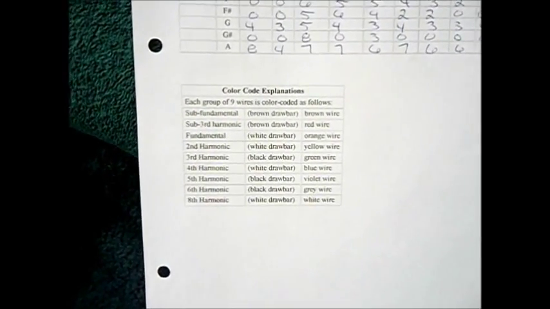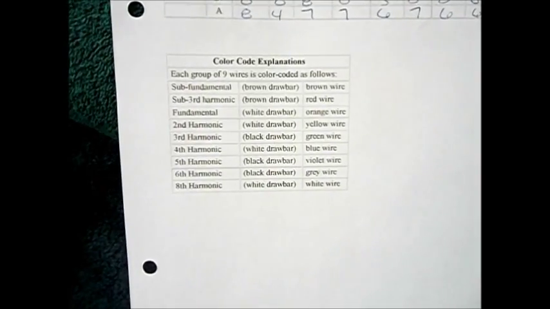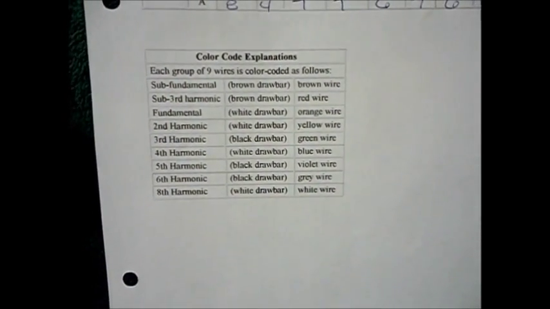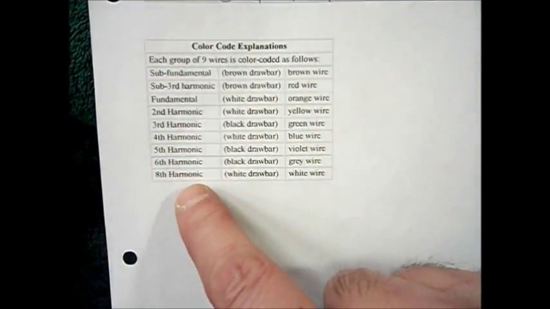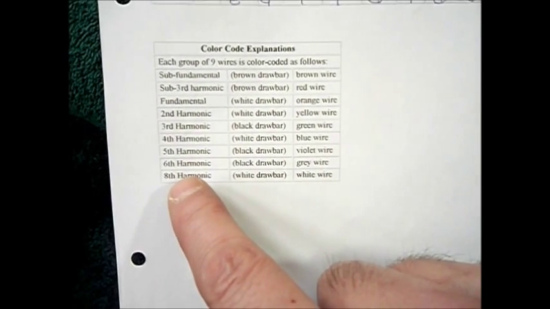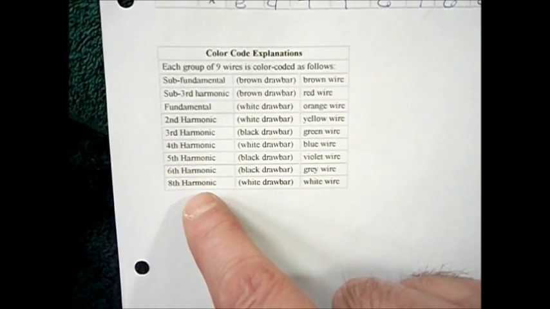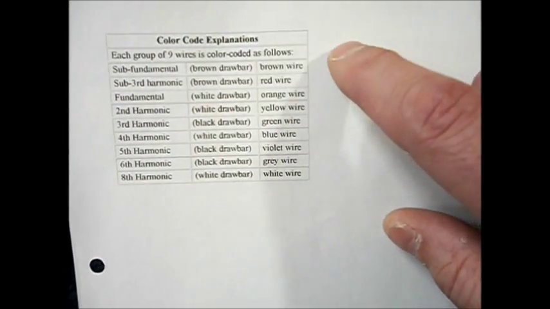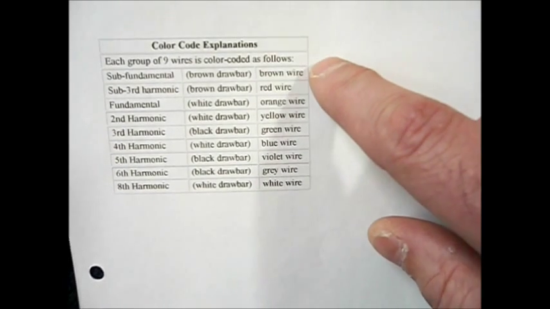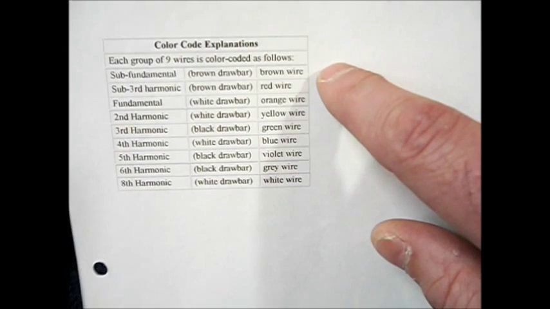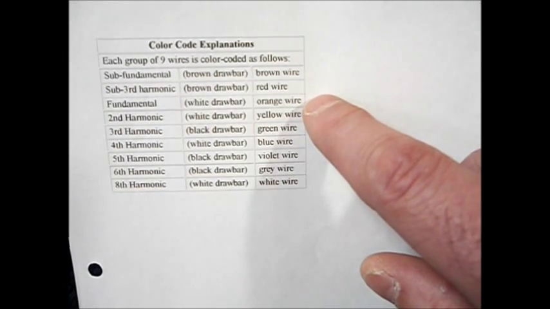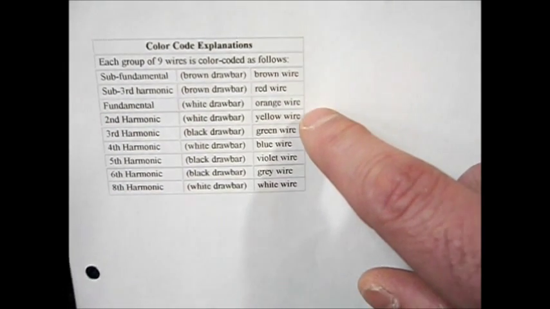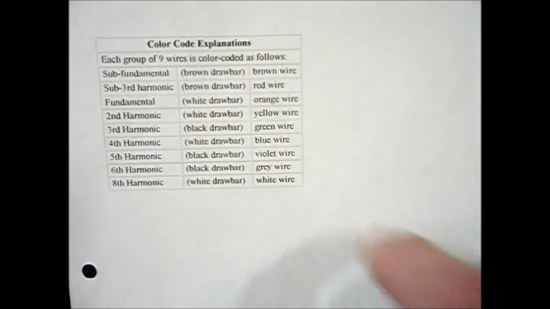Okay, so what I did to help me figure this out and get this straight was I made my own little sheet here that gives me the color code explanation. So this describes the 9 wires that come out of the back for each of the preset buttons or keys or switches on the keyboard. And most importantly, it tells us what the wire color is. So the brown wire coming out of each one of those is the subfundamental. The red wire is the subharmonic. The orange wire is the fundamental. Yellow wire, green wire, blue wire, violet wire, gray wire, and white wire.